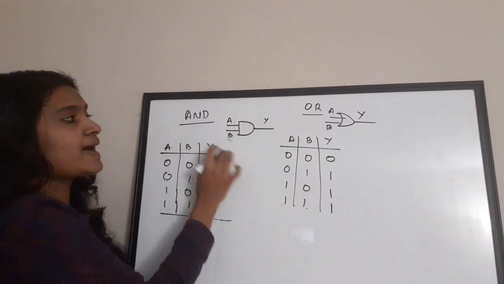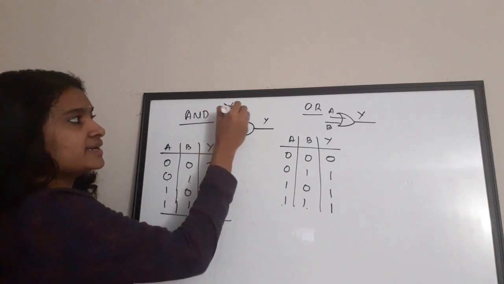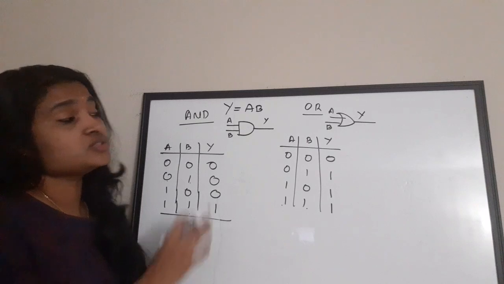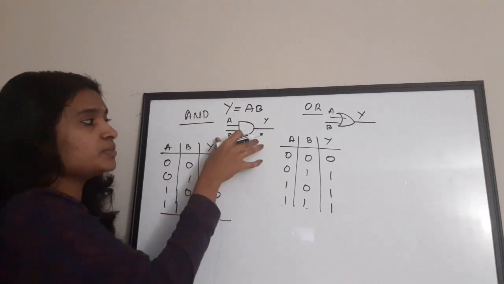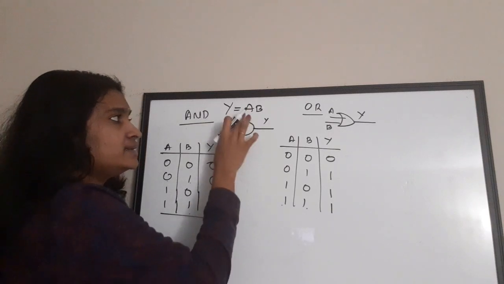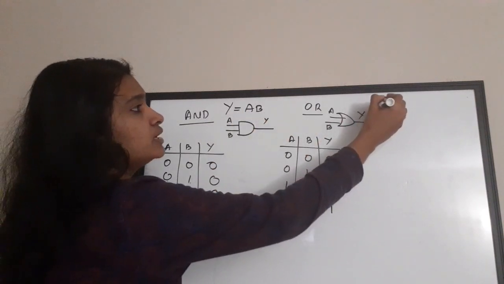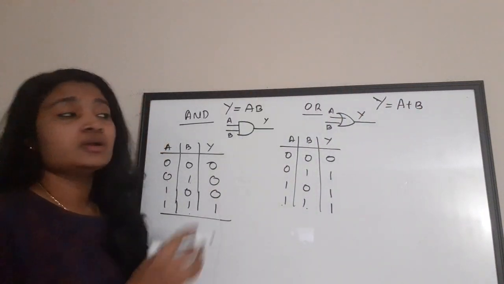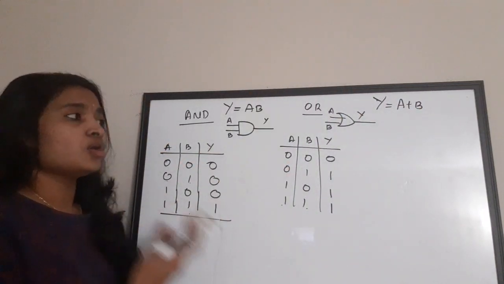Now for an AND gate, the output equation is like this: Y is equal to AB. When you are solving Boolean expressions, or when you are solving problems on logic gates, you really need the equation. So, for the AND gate, it is Y equals AB. And for the OR gate, it is Y equals A plus B. That is the case for AND gate and OR gate.